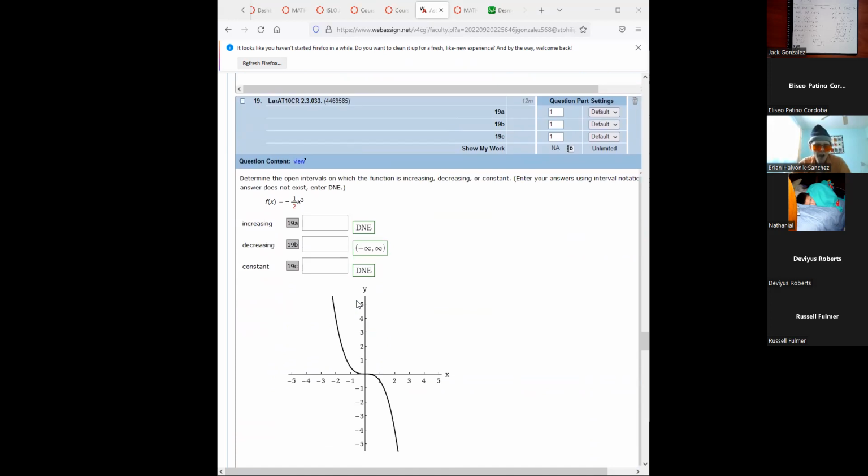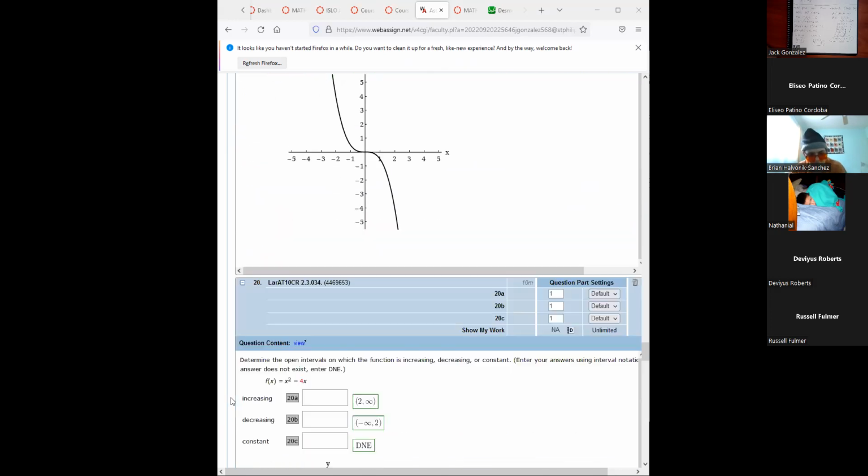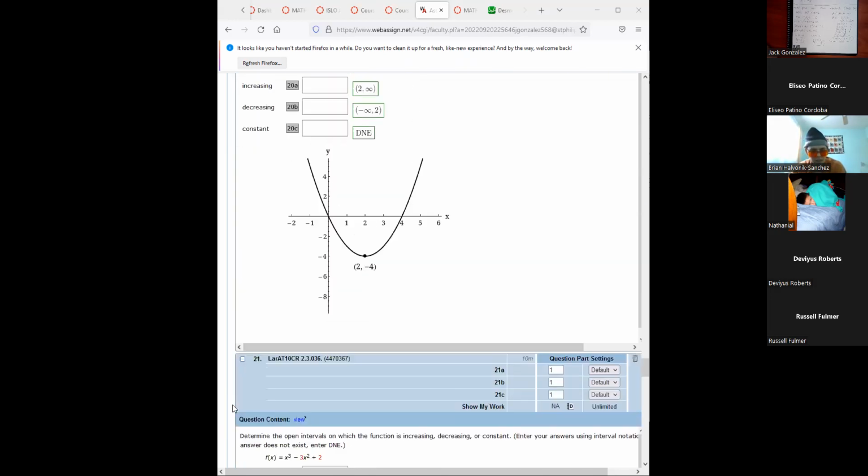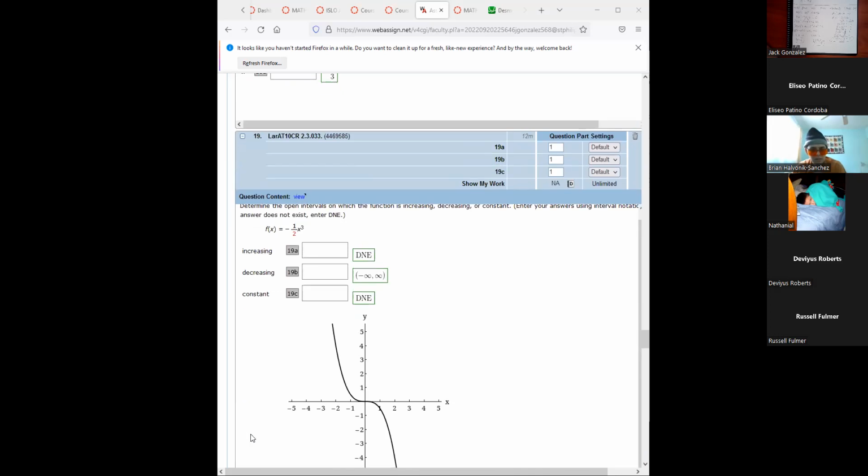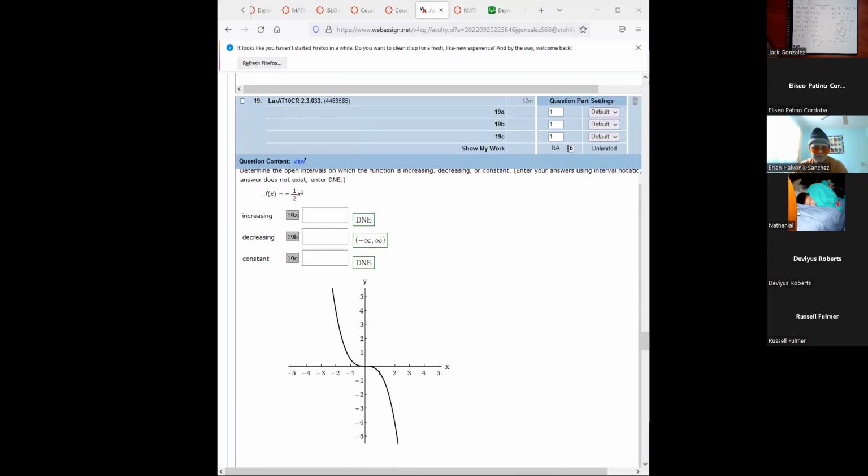Right, let's move on to increasing, decreasing. So 19, I think the last few questions are just about increasing and decreasing. So I think the easiest way to think about this. So look at number 19 here.